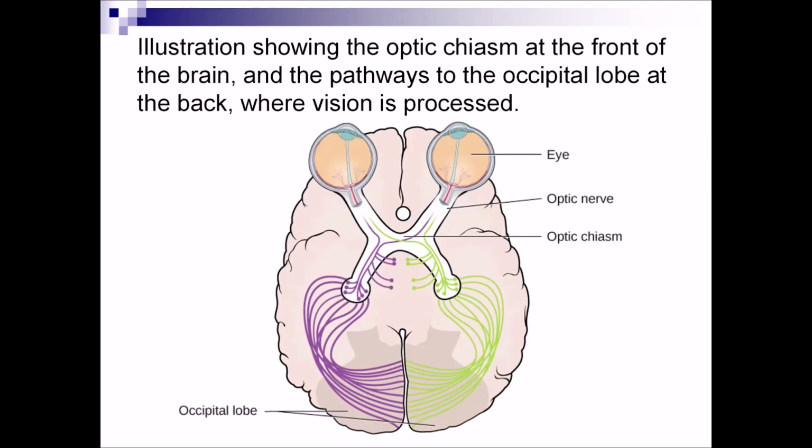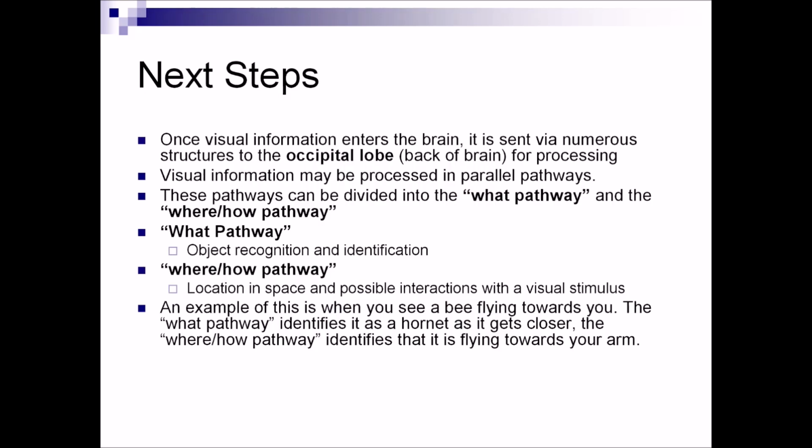This illustration shows the optic chiasma at the front of the brain, the pathways to the occipital lobe at the back, where vision is processed. And so you can see clearly here how they cross over and how left goes to right and right to left. Once visual information enters the brain, it is then sent via numerous structures to the occipital lobe, which is in the back of the brain, for processing.